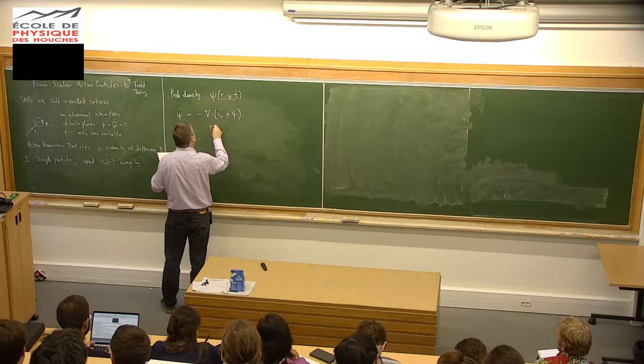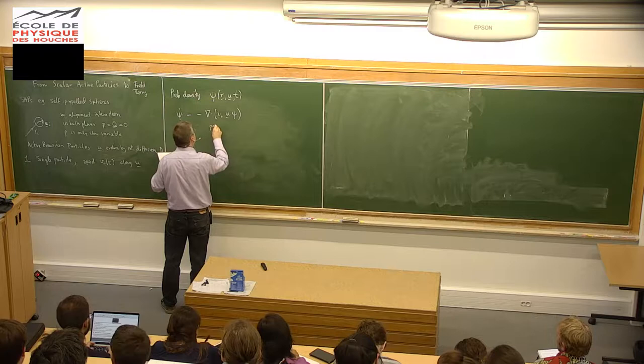This drift term is interesting. It says that if there is a spatial gradient of the propulsion speed, then if I'm thinking of this as a diffusion of probability, there's a drift up or down the gradient of propulsion speed.